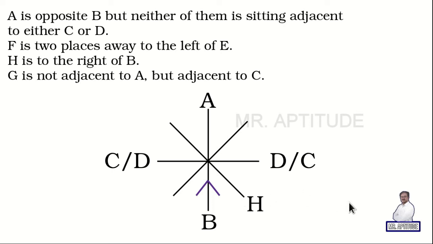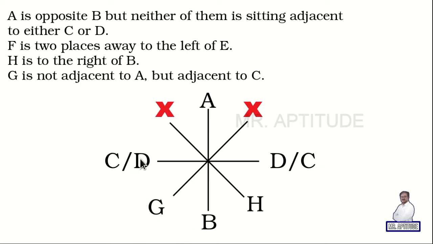Now which condition should we choose as a third one? Let us go with the last condition. G is not adjacent to A. If you look at it, as G is not adjacent to A, where should we place G now? G should not be placed here. Even G should not be placed here, as G is not adjacent to A. And this is the only place we are left with. So definitely this person should be G. Let me place G first.